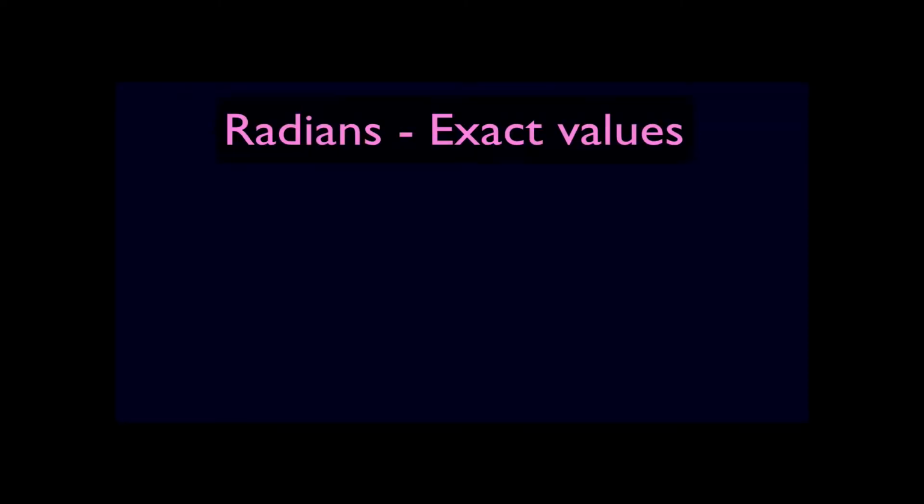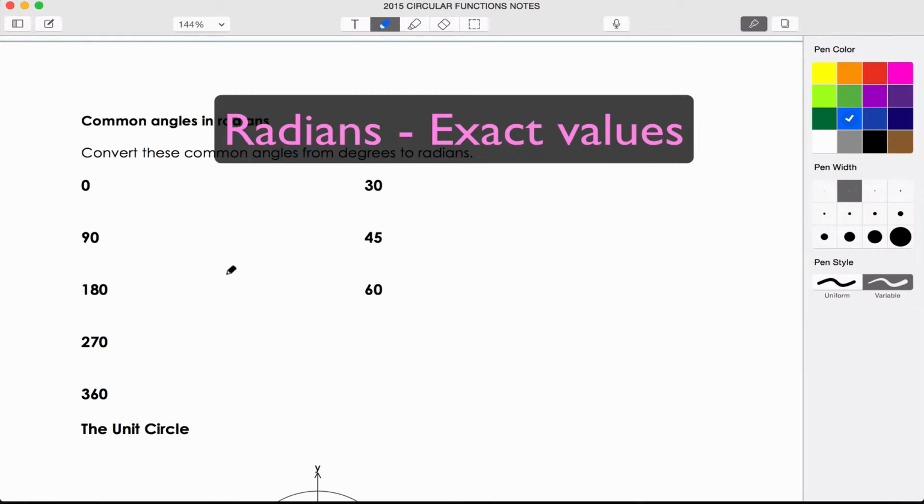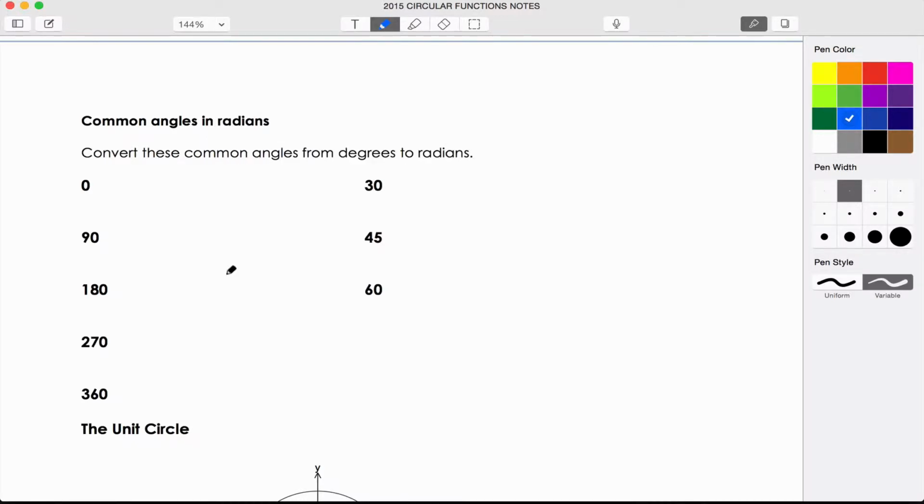Hello, welcome to our video on using radians with exact values and the unit circle. First of all, I want to look at some common angles in degrees that we'll convert to radians. So these are all degrees, so put a little degrees sign on there. You might like to pause and have a go at converting these yourself, otherwise you can watch to see the solutions.